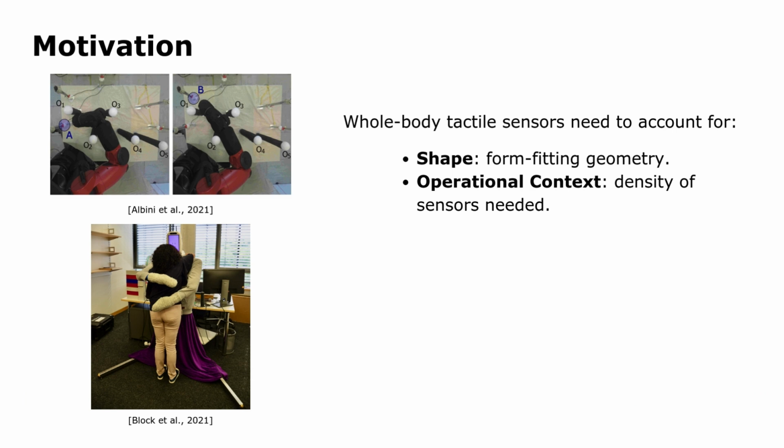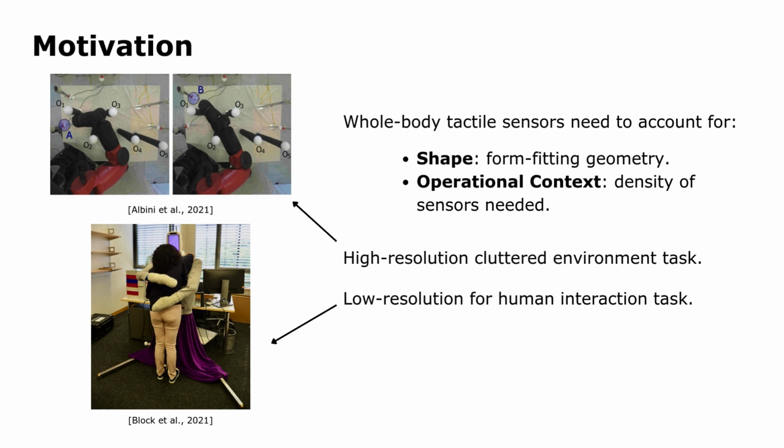Whole-body tactile sensors are designed to give robots feedback from touch in unstructured environments. The context in which a robot is operating affects the density of tactile sensors needed to complete a task, such as high-resolution pressure data for grasping in cluttered environments, or low-resolution contact detection for human-robot interaction.